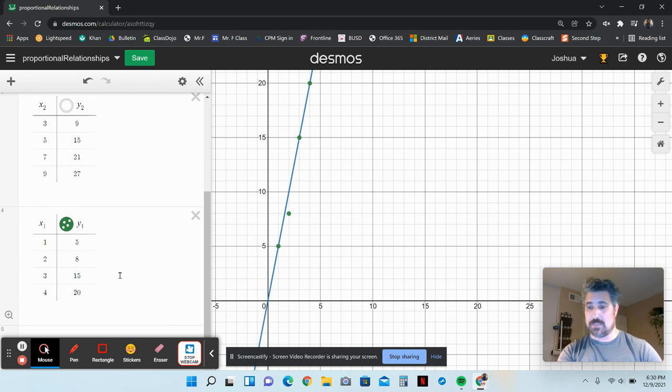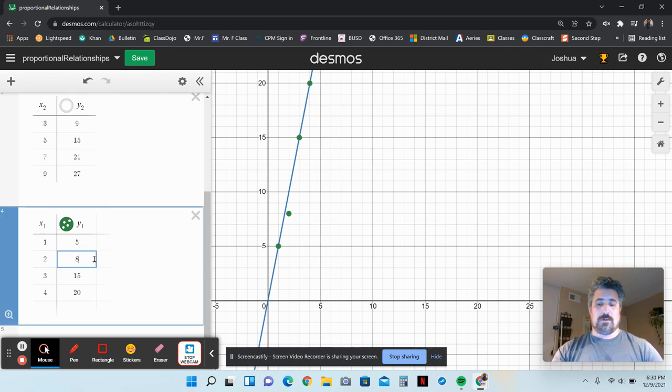Output to input, always the same. So in this case, you'll notice that 5 over 1 is 5, but 8 over 2 is not 5. 8 over 2 is 4. Hence, this would now no longer be proportional. That's what we can see here. That dot is no longer on the line, right? So if we make that 10, now it's proportional, right? Because now the ratio of y over x is always the same.